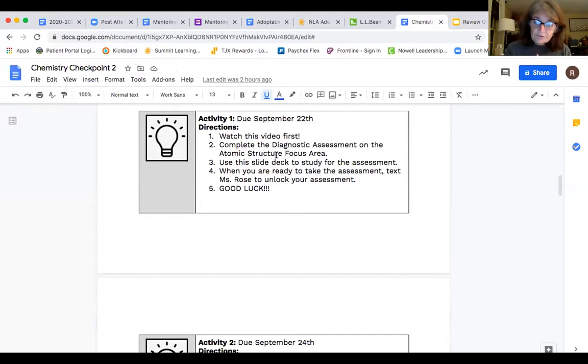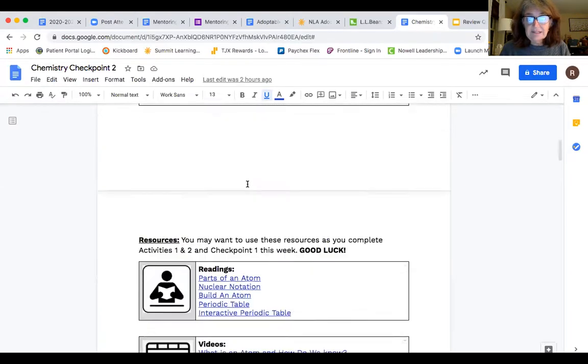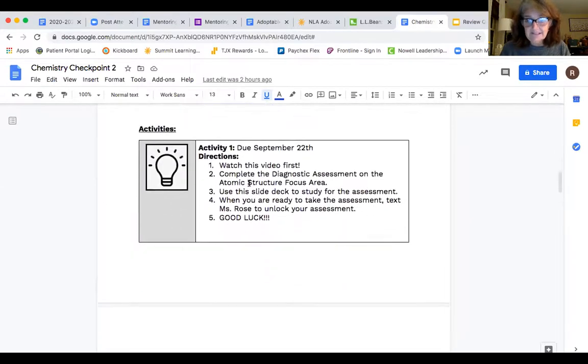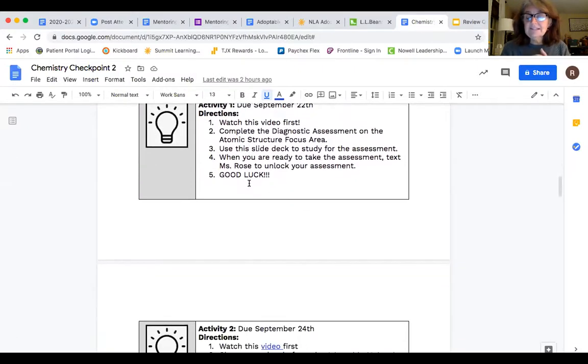For those of you who are new to focus areas, diagnostic assessments allow you to take almost like a pre-test or a practice test and get an idea of the things you need to know in order to sit down and take this assessment. If you do well on that assessment and you've reviewed these slides and the resources that I have listed up here, you are most likely ready to take this assessment. When you're ready, you need to text me because I unlock the assessment for you.